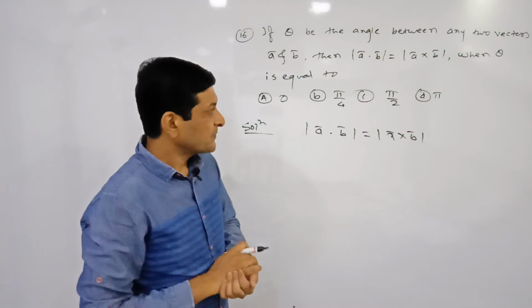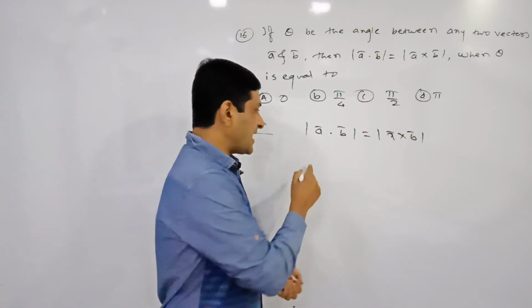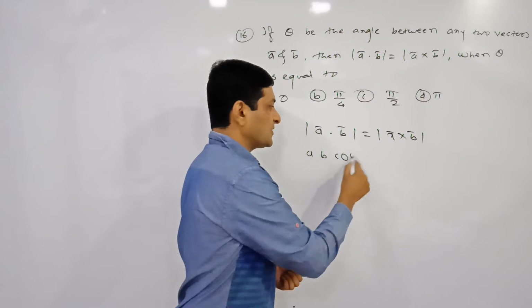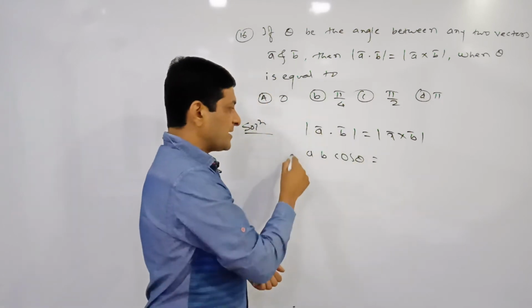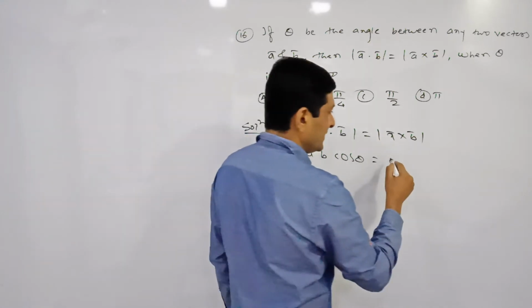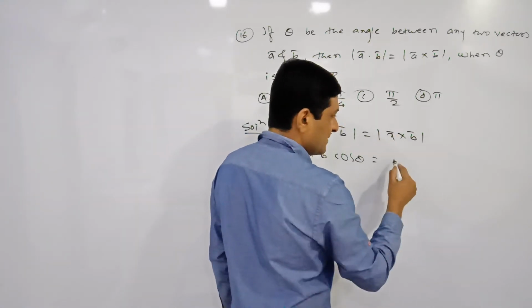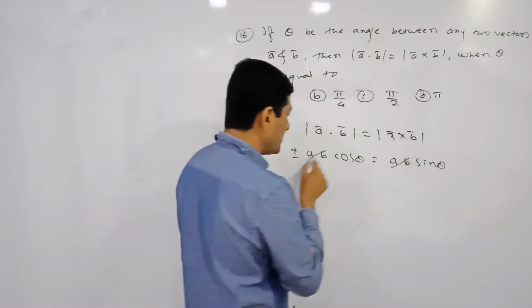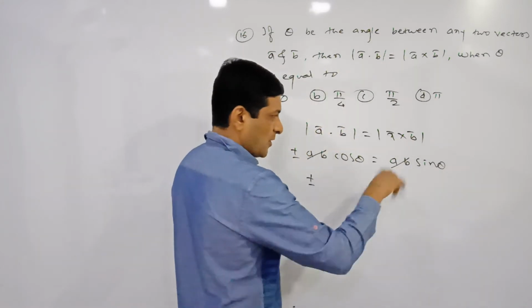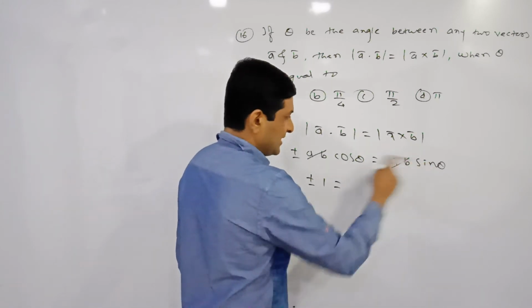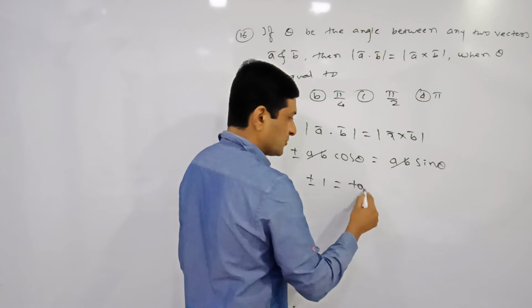Now here we are applying the definition of a bar dot b bar equal to ab cos theta, and since we are taking mod we have to take plus or minus. On this side we will get magnitude of a bar cross b bar according to its definition, it's ab sin theta. ab and ab on both sides will get cancelled. Take cos theta on this side, remaining term on the other side will be 1. So sin divided by cos will be equal to tan theta.